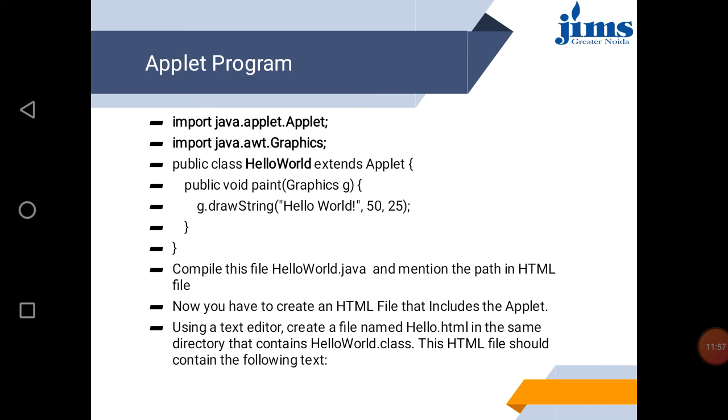So what we do here, we use paint method, in which we create graphics object. So what is small g here? Small g will work as graphics object, and g dot drawString will print hello world at the location 50, 25. So using paint method, we can draw a string hello world.